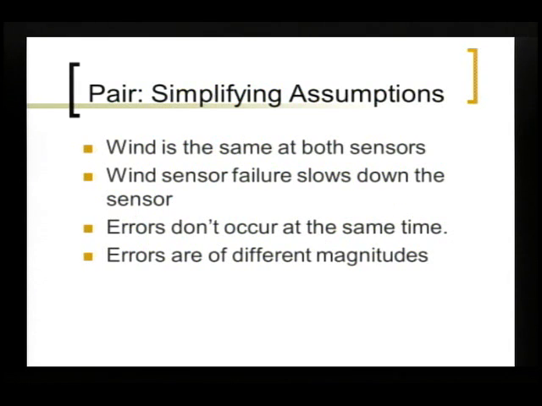So the pair, which I spent less time on than the shear, just to refresh you, the pair is where they're at the same altitude, and you're trying to determine not whether there's an error in any of them, but which one has an error, or if both have an error, or if neither have an error. The assumption is that the wind is the same at both sensors, which may not be completely true because they're at the same altitude, but 20 feet away from each other, because they're each on a 10-foot outrigger. And another assumption is that wind sensor failure slows down the sensor, and well, you can read the rest.